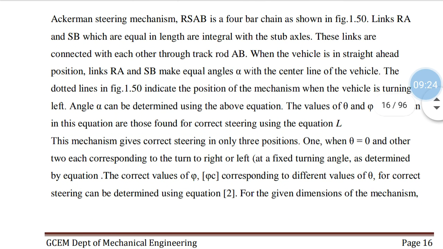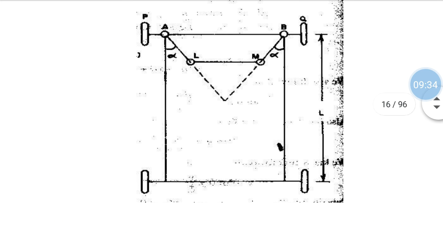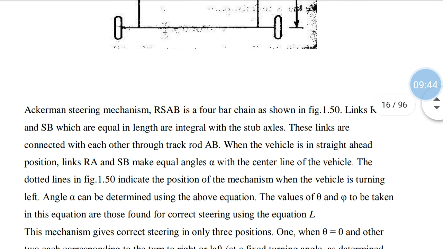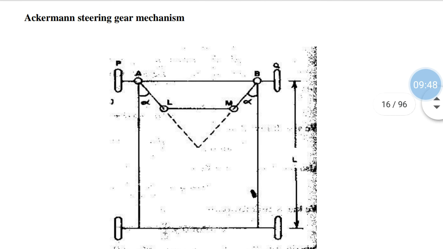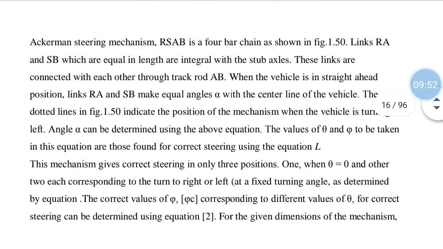The explanation which is given here, you just go through it. In the Ackermann steering gear mechanism, ABLM is a four-bar chain, with links R and S. Some difference is there in this.